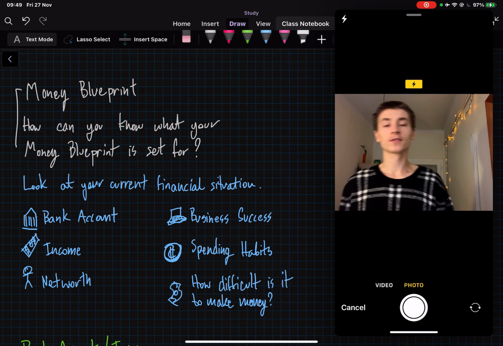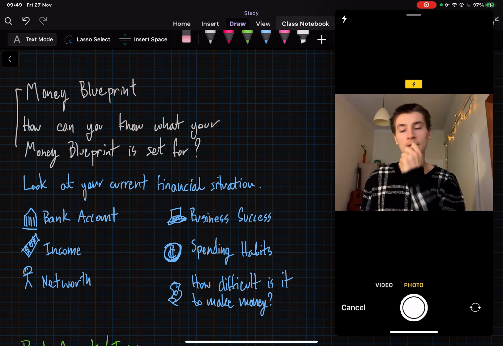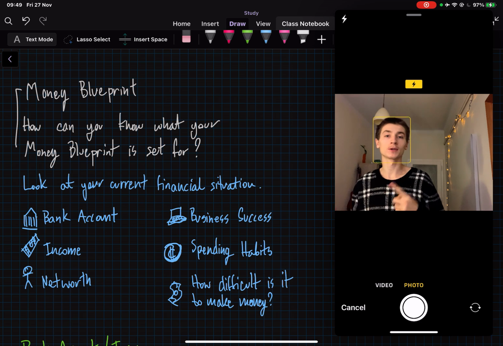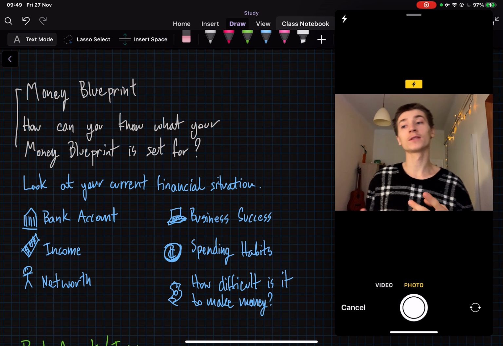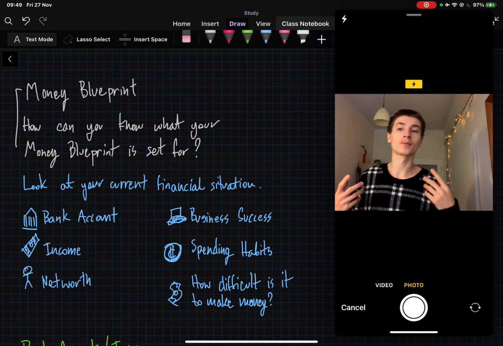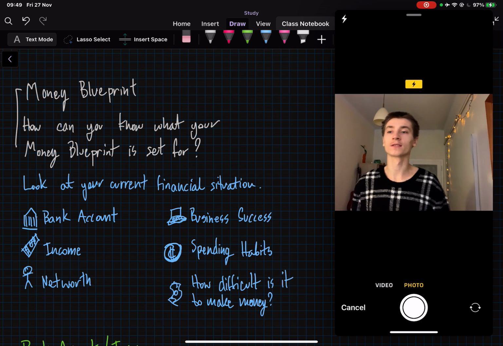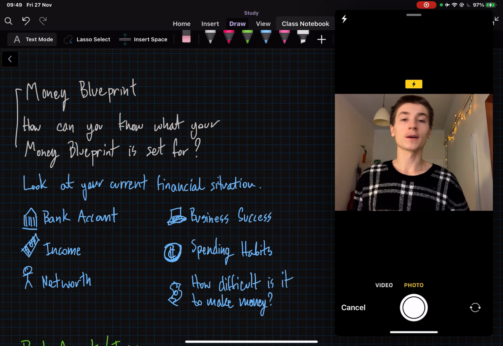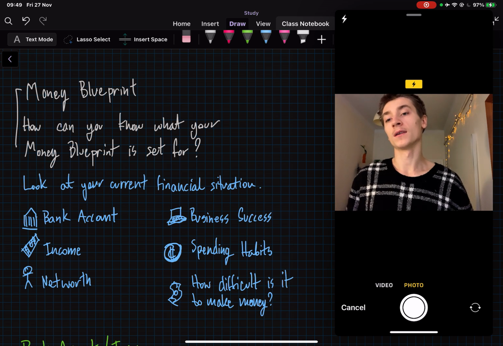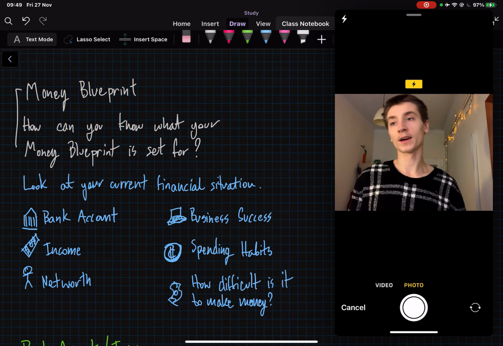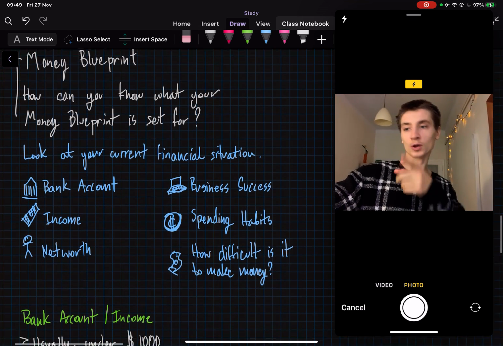How difficult is it to make money? How difficult is it for you to make money in your business? If you're starting a business, how difficult is it to get clients and make money? What type of prices are you charging your clients? What else? What type of jobs are you taking? Taking jobs that pay you low, pay you high. Look at all of that. So that's what we learned in the book.